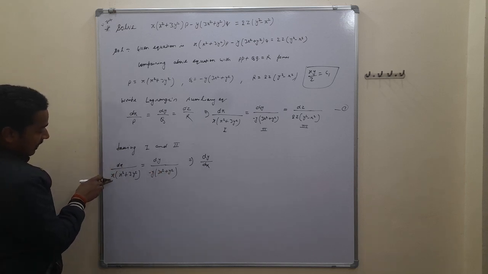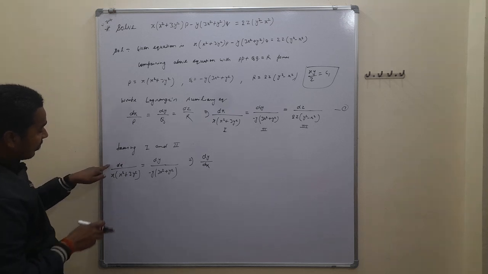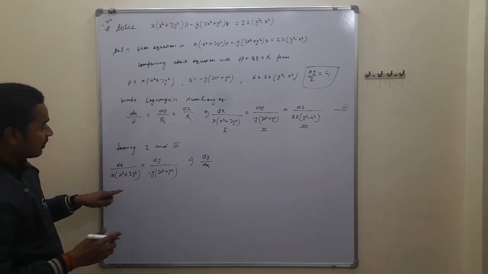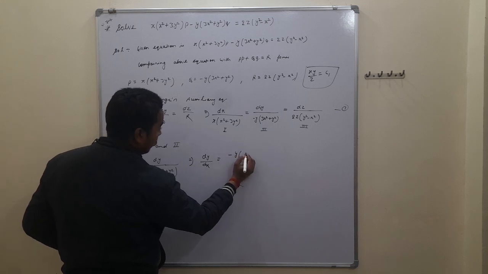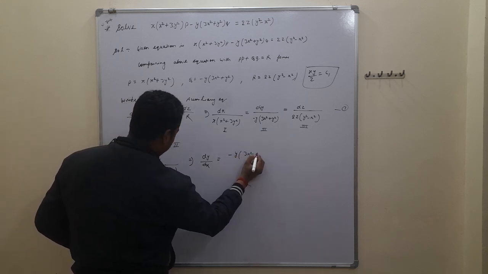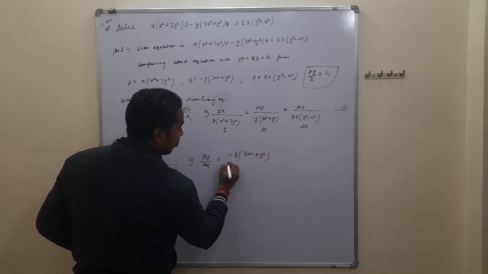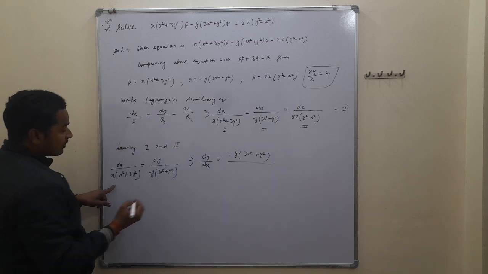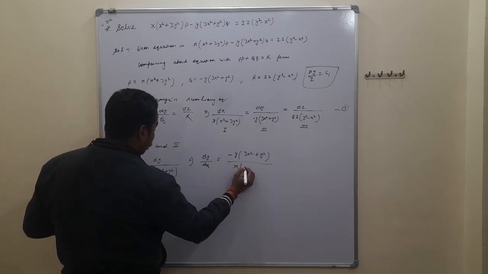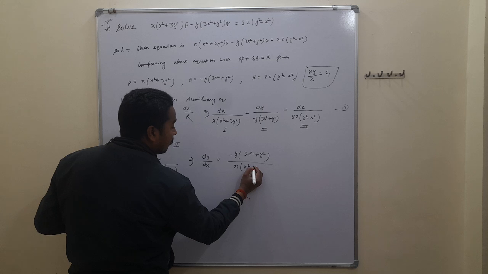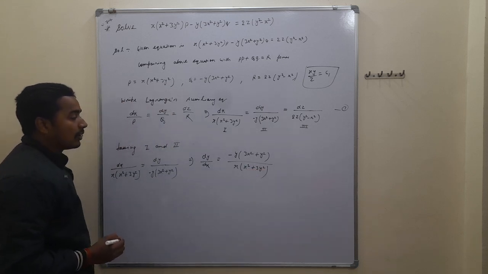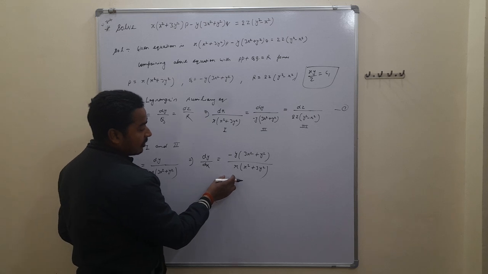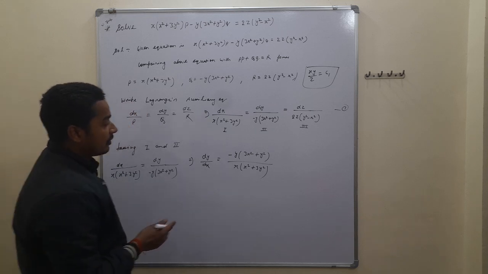Minus y(3x² + y²) is taken in the numerator and x(x² + 3y²) in the denominator. So we write here dy/dx is equal to minus y(3x² + y²) upon x(x² + 3y²), and we have to convert the given differential equation into the homogeneous form.